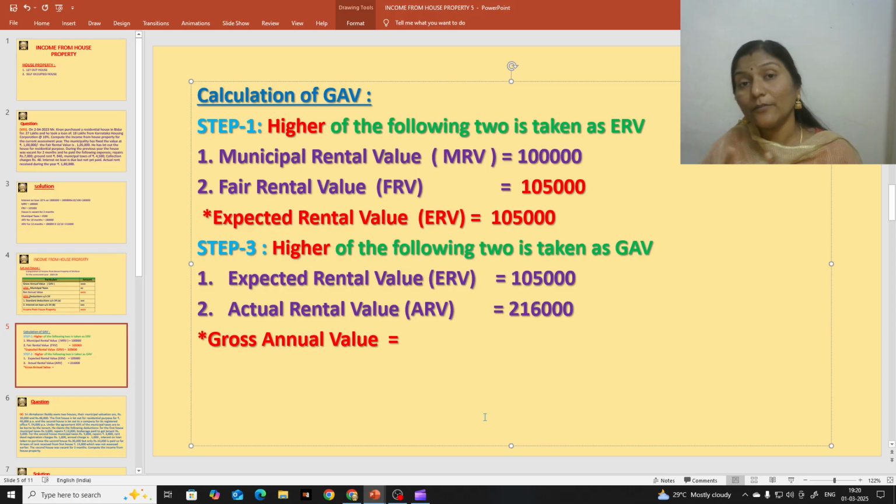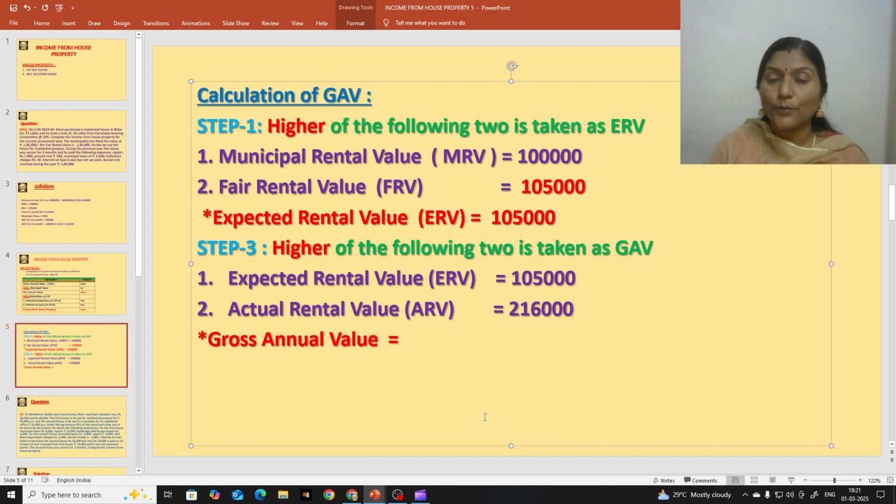Whenever a vacancy period is given, whenever the house is vacant for any months, actual rental value you take for 12 months first. Then you select here in the third step which is highest, that one you select. Then you deduct vacancy period rent. That is what you have to follow whenever vacancy period is given and there is no unrealized rent in the question.